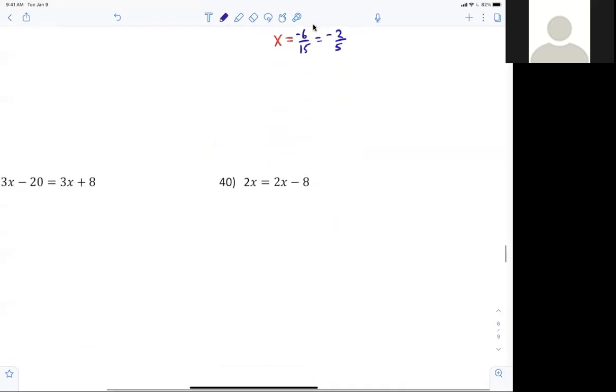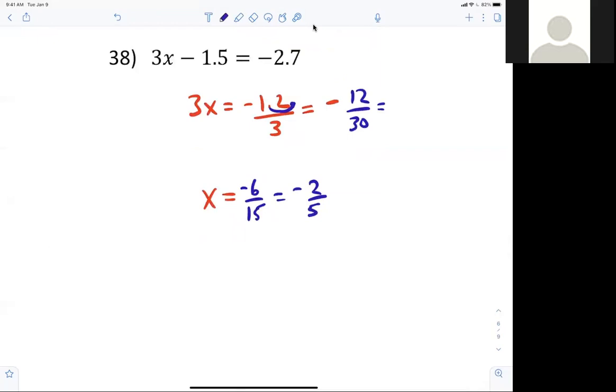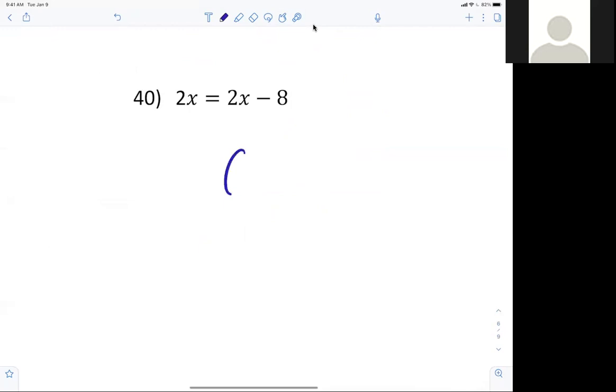Okay. If you left it as negative 0.4, I'm totally fine. I don't care. Remember, fractions and decimals are the same. I just prefer fractions. All right. Now, Ashley, because you're a thinker, what's the answer here for 40? No solution. Yes.